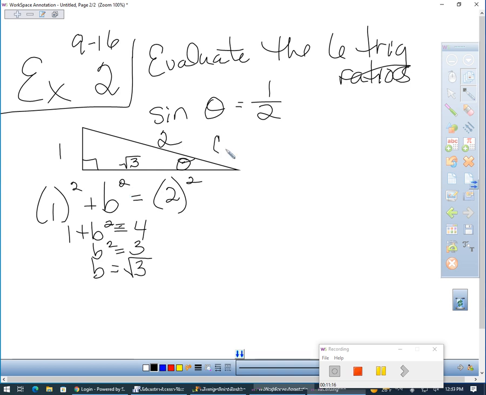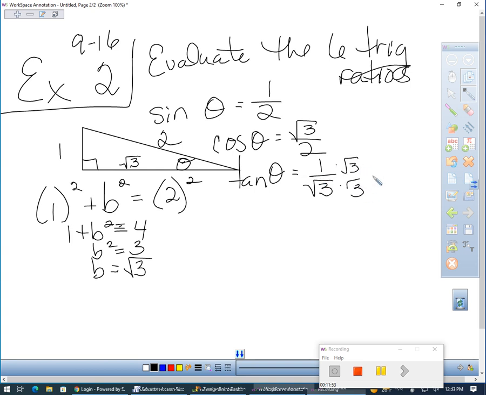All right. So now we're going to do the cosine of theta. Is adjacent over hypotenuse, or square root 3 over 2. Very good. The tangent of theta is opposite over adjacent, or 1 over the square root of 3. Uh-oh, what's wrong there? Gotta rationalize. How do we rationalize, Alyssa? Very good. So we're going to multiply both the top and bottom by the square root of 3. So our tangent becomes the square root of 3 over 3.